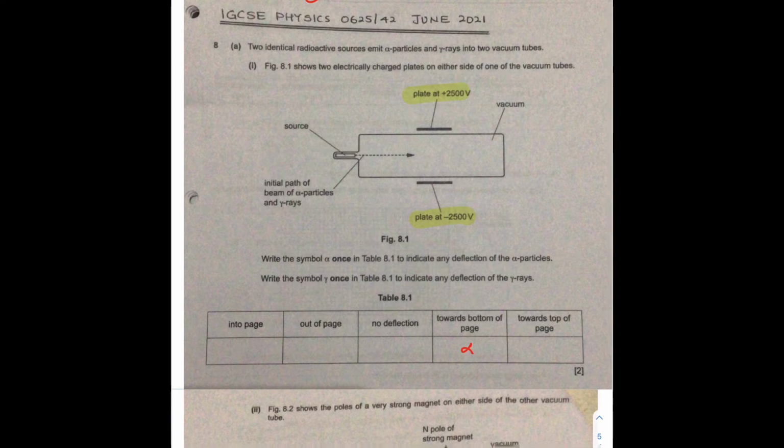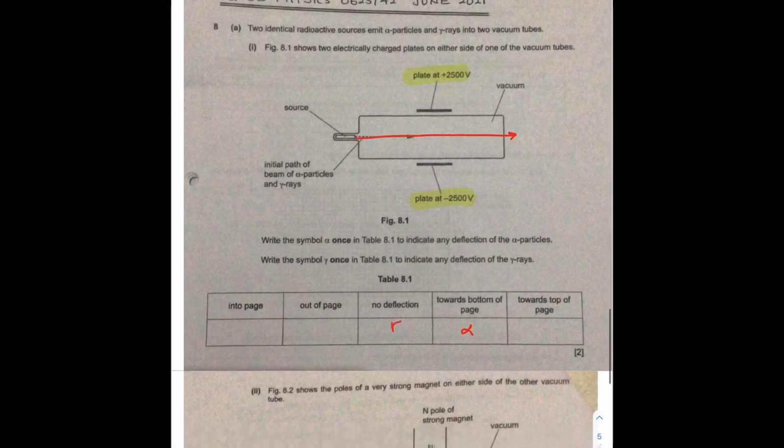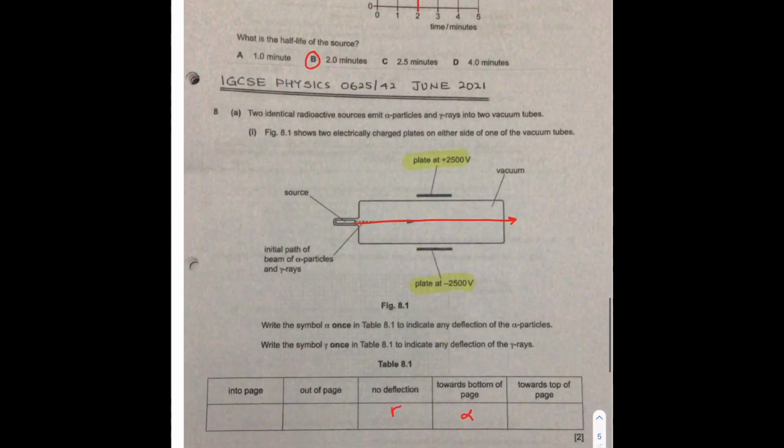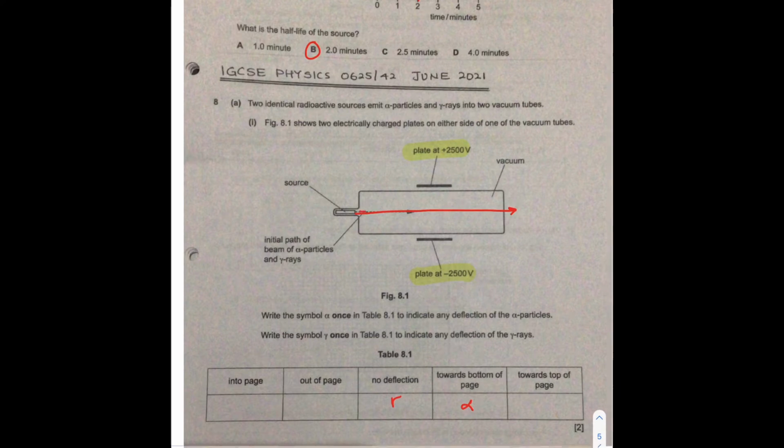Write the symbol gamma once in table 8.1 to indicate any deflection of gamma rays. Gamma rays have no charge, so they will go straight. They will pass straight through, so it is no deflection. That's gamma rays. If there were beta rays, they would bend too, but remember alpha rays bend less, beta rays deflect more. So you should always draw the path of beta rays longer compared to the alpha rays. But that's not the question, so let's forget about that.